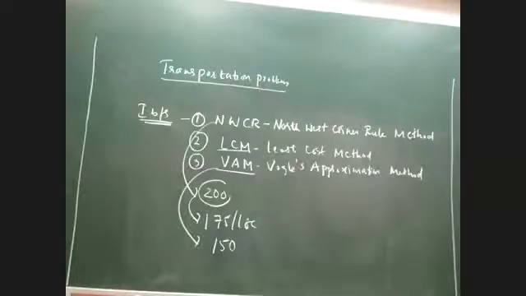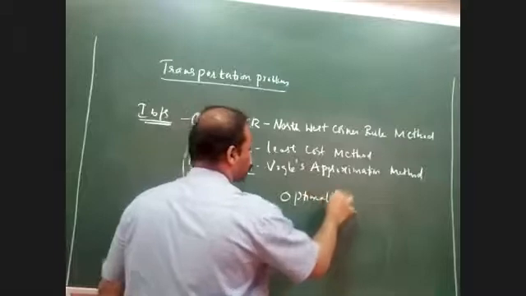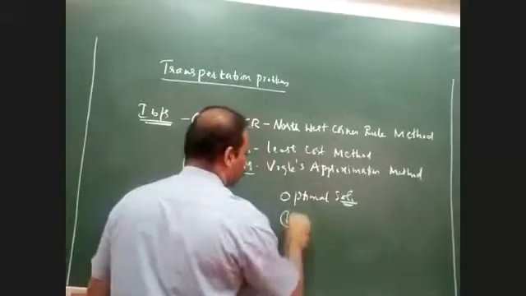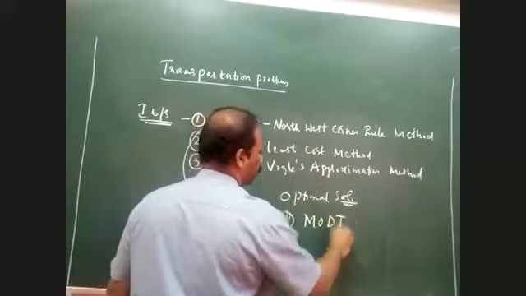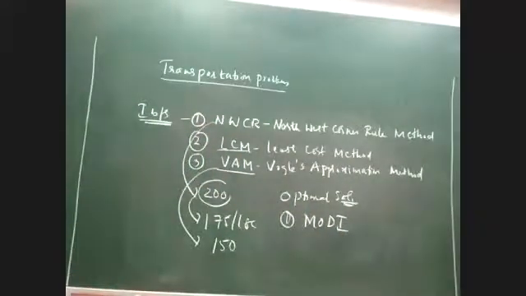The method that we employ to get the lowest possible solution for the given problem is called the optimal solution. So the next method is the optimal solution. The optimal solution can be calculated by a very important method, the Modi method. This is a method used to calculate the optimal solution. Here MODI stands for modified distribution. It's an abbreviation. So this is the only method we have as far as calculating the optimal solution is concerned.